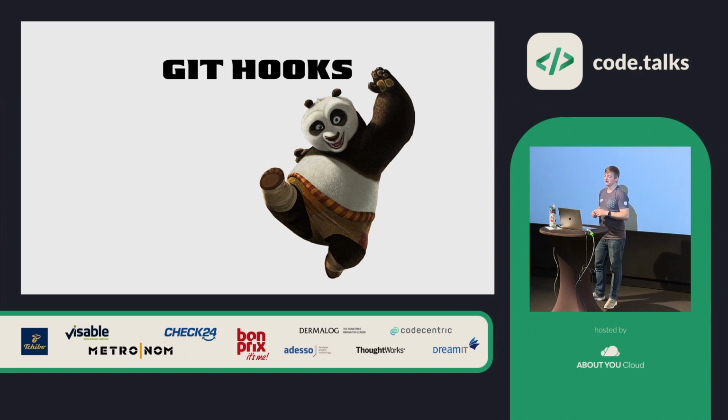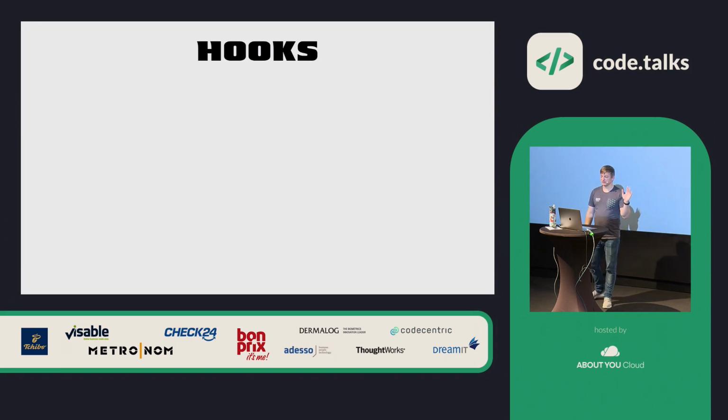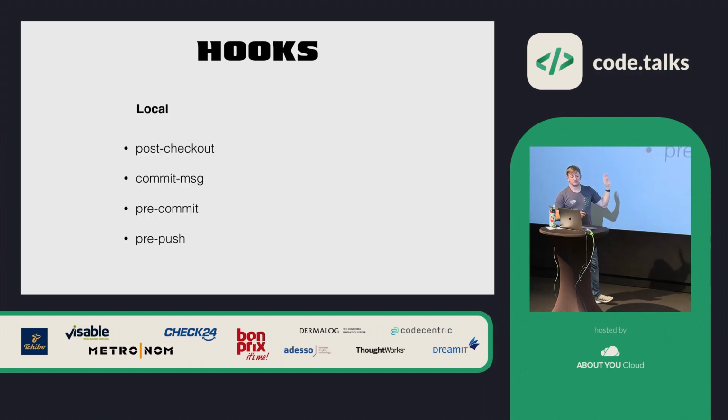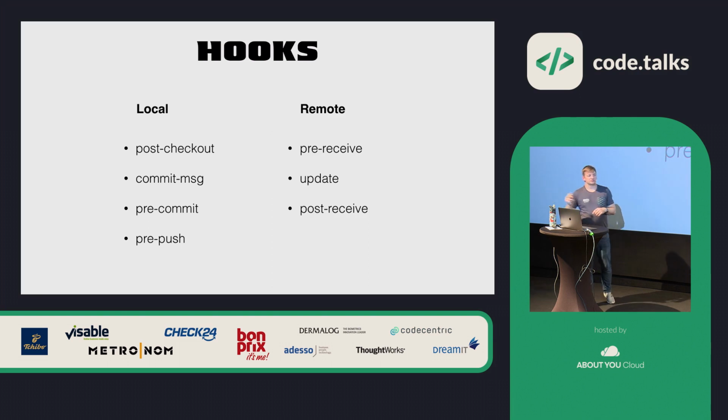It's quite handy. Those are local hooks, and they are the ones useful for message validation. There are post-checkout, commit message, pre-commit, and pre-push. And if you want to validate the commit message, you write a commit message hook. Then you can validate the message before the commit actually gets done. And there are remote hooks as well, so you can even implement something on the server side, if you want to.